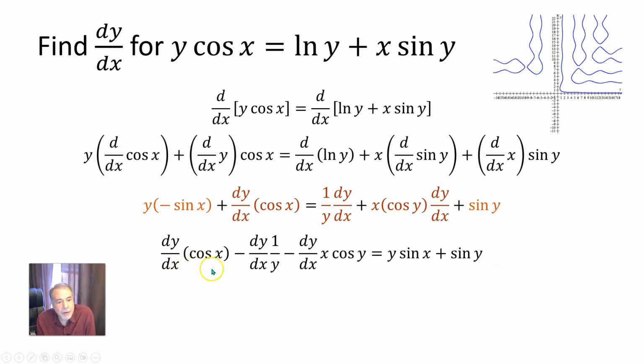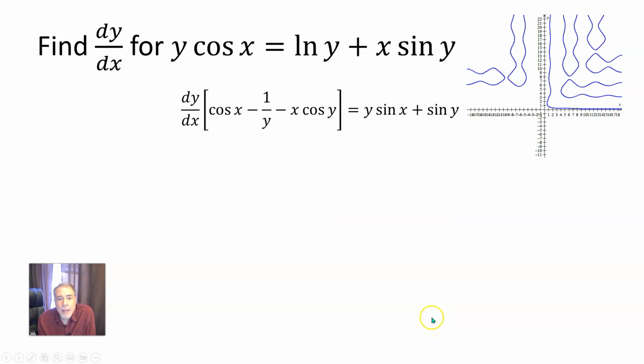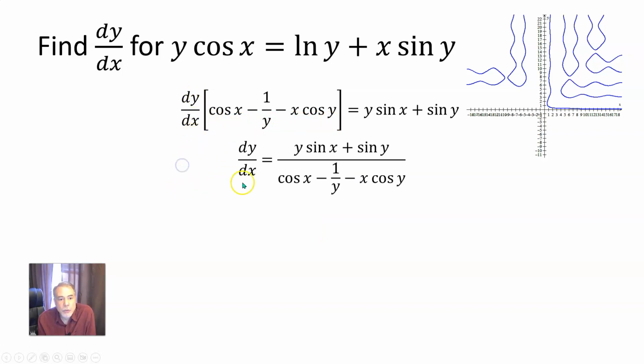On the left side, I'm going to factor out that common factor of dy dx. So it's dy dx times the expression cosine x minus 1 over y minus x cosine y. And so that's equal to the right side, y sine x plus sine y. And now I'm going to divide both sides by that factor that's being multiplied by dy dx. So dy dx ends up being equal to y sine x plus sine y over cosine x minus 1 over y minus x cosine y.